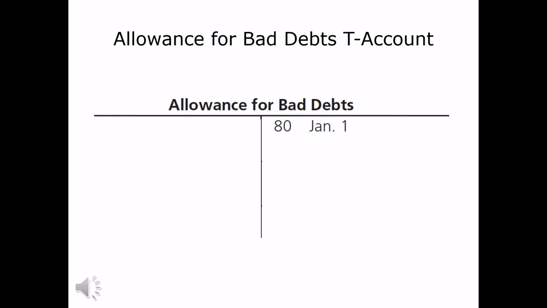We're going to track these allowance journal entries for Smart Touch Learning by looking at the Allowance for Bad Debts T account as well as the partial balance sheet. Here you can see the $80 that we just estimated as bad debts shows up for January 1 as a credit balance in our Allowance for Bad Debts account.